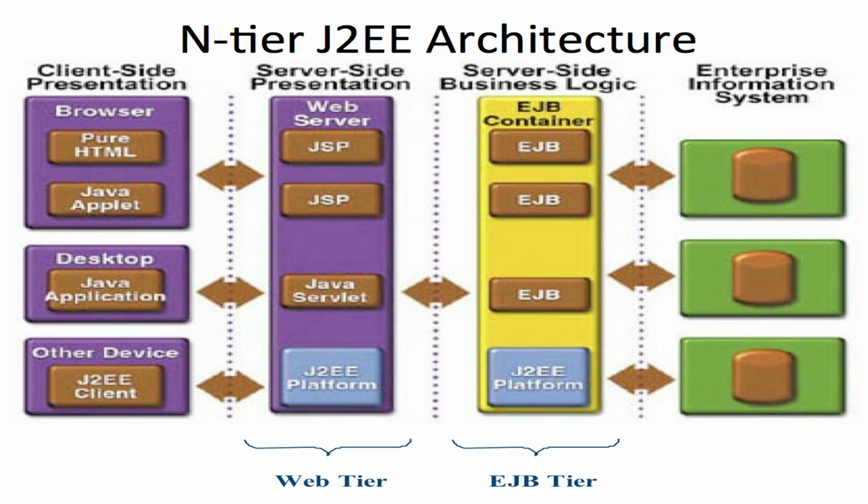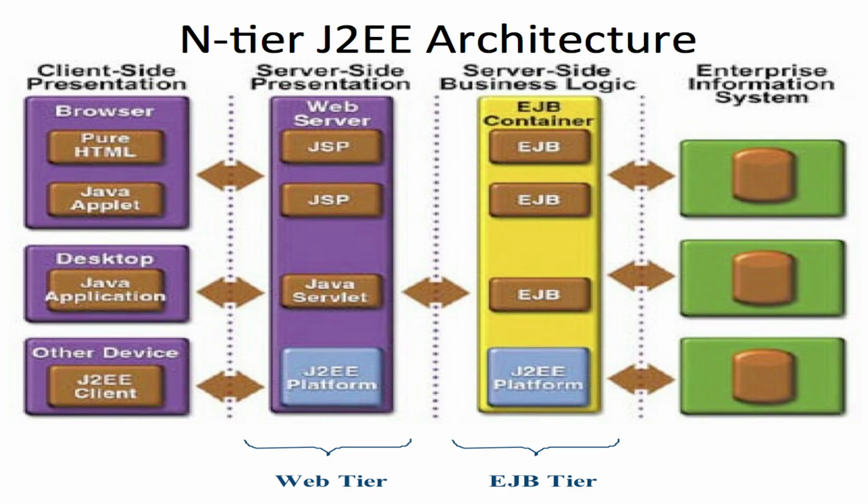And the third one is server side business logic. Suppose we have very sensitive information, so we require EJB, Enterprise Java Bean. Enterprise Java Bean will cover the data and provide security to the data. There are two types of Enterprise Java Bean, Session Bean and Entity Bean, so we can use these two types of bean also. Then the last tier is called the Enterprise Information System.